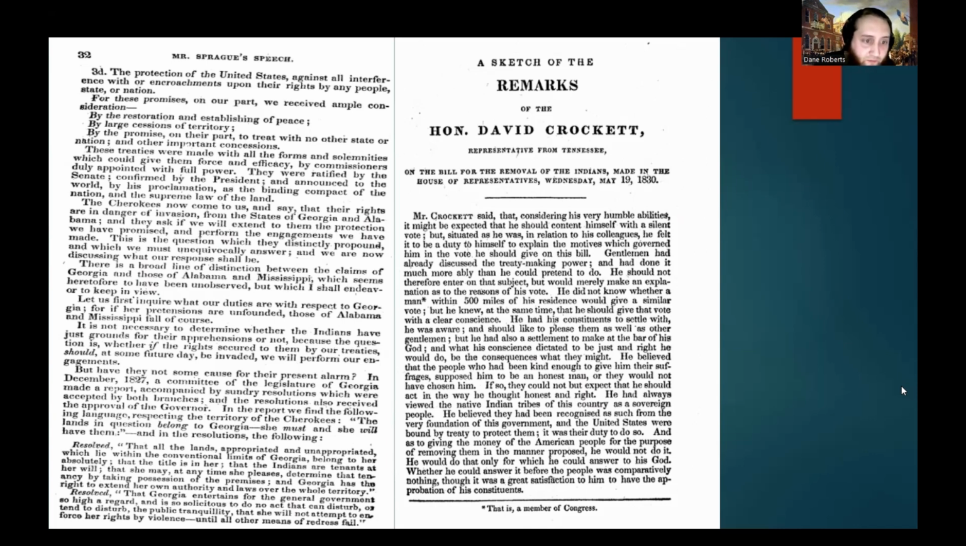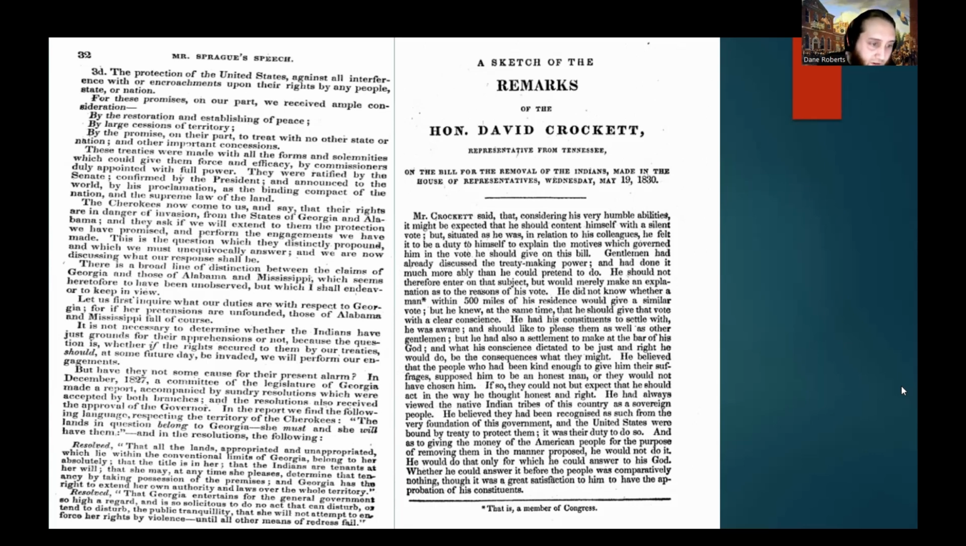There is a broad line of distinction between the claims of Georgia and those of Alabama and Mississippi, which seems heretofore to have been unobserved, by which I shall endeavor to keep in view. Let us first inquire what our duties are with respect to Georgia, for if her pretensions are unfounded, those of Alabama and Mississippi fall, of course.